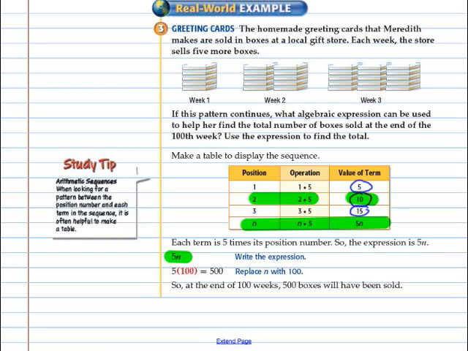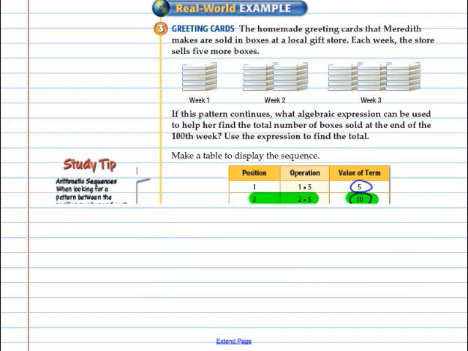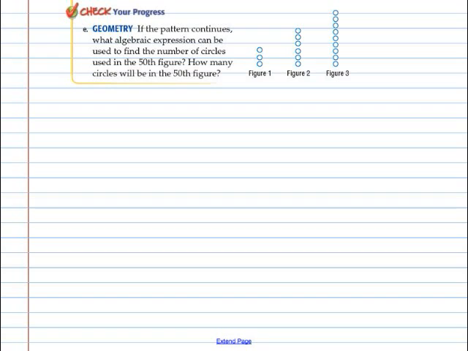So when they ask us what the value of the 100th term is, we simply replace the variable with 100. We multiply and we see that the value of the 100th term is 500, which saves us completing this table, which would be very time consuming if we had to go all the way out to 100.